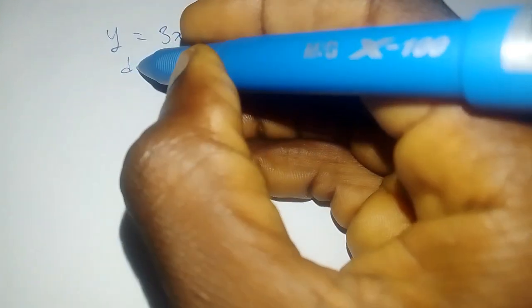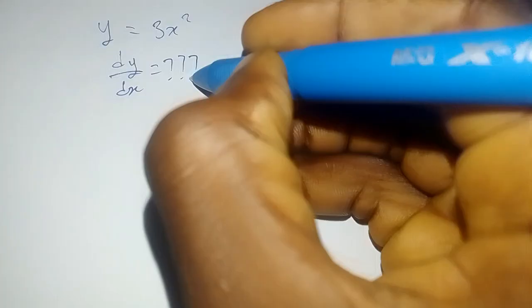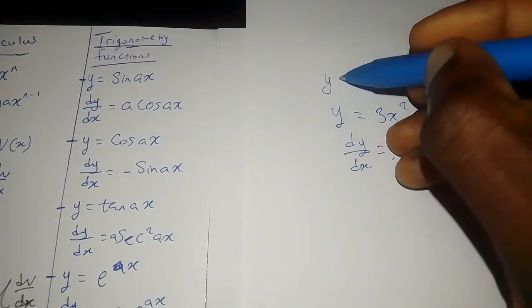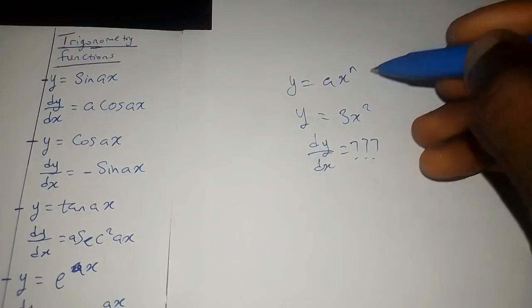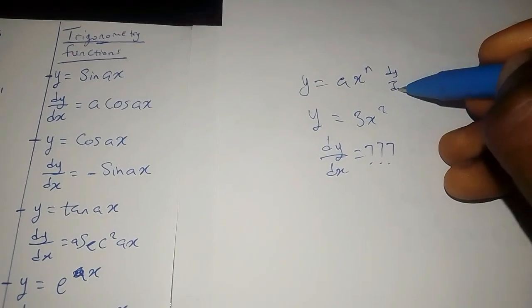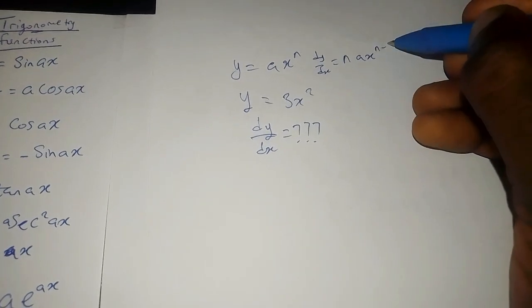What it actually means is that, let's assume y equals 3x squared. In this case, we have to find the slight change in y, that's dy/dx. How do you find it? Using this first principle, whenever y is equal to ax raised to power n, then dy/dx is equal to n times ax raised to power n minus 1.